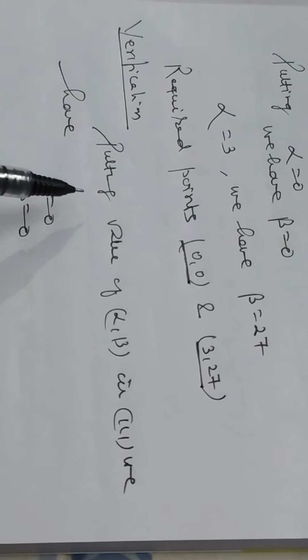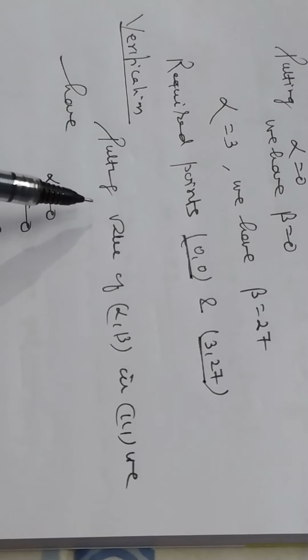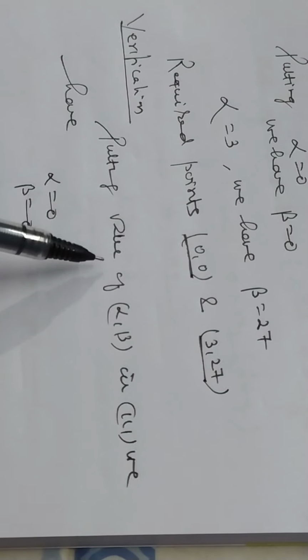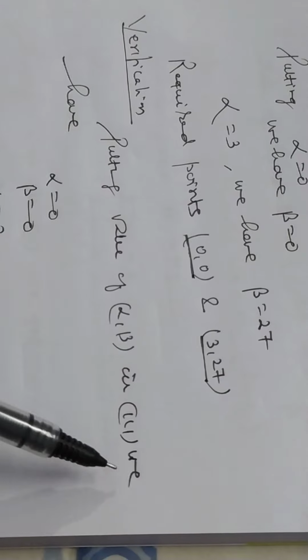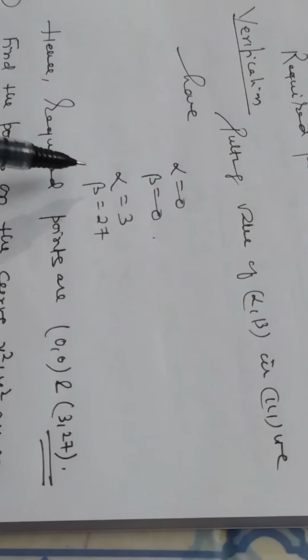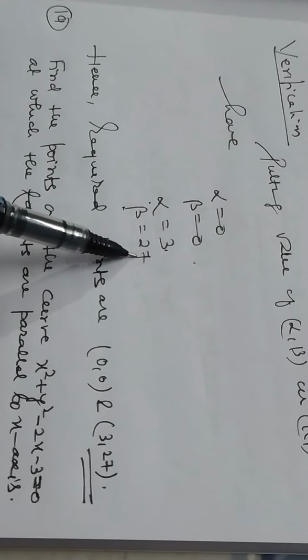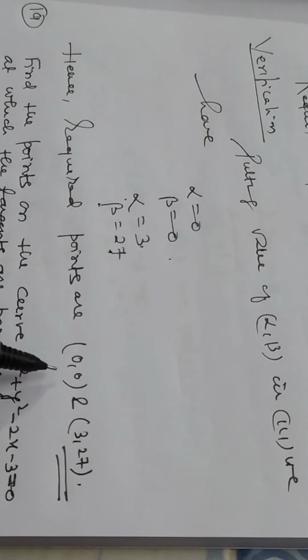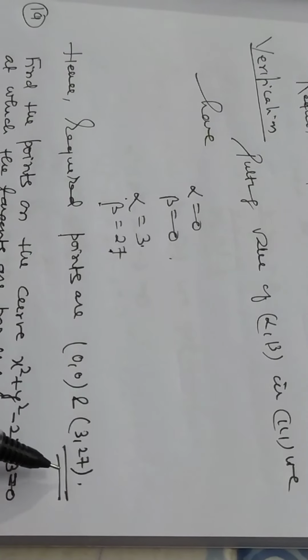You must verify whether these points will lie on the curve or not. Putting the values of alpha beta in equation 3, we get alpha is equal to 0 and beta is equal to 0; alpha is equal to 3, beta is equal to 27. So hence the required points are (0, 0) and (3, 27) on the curve.